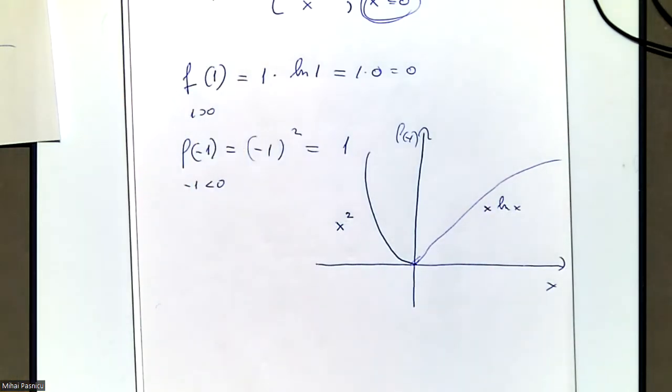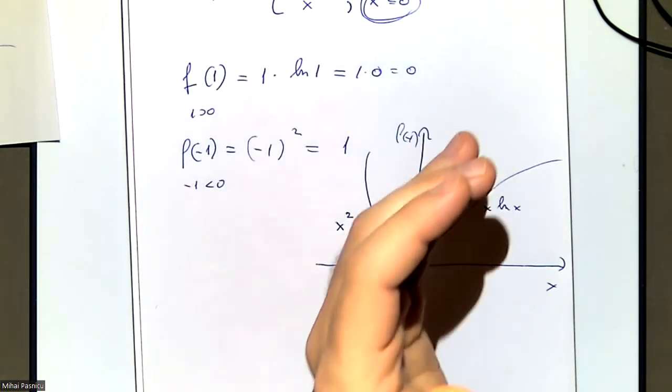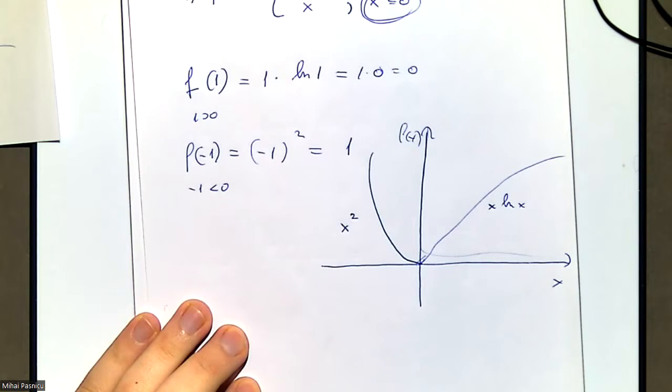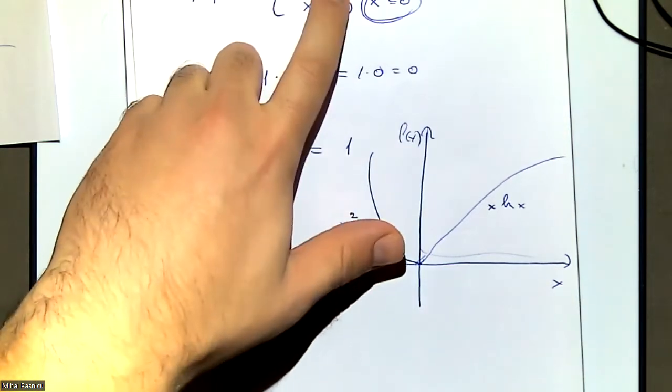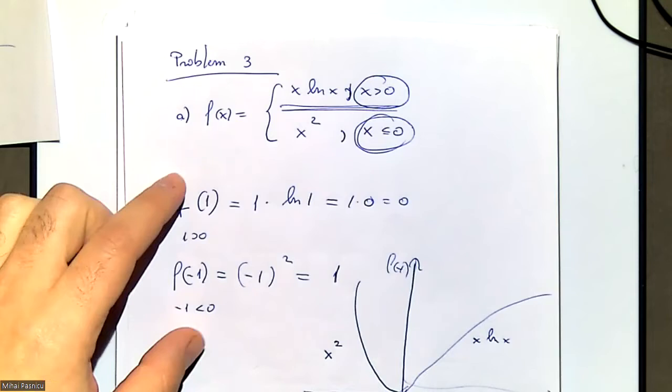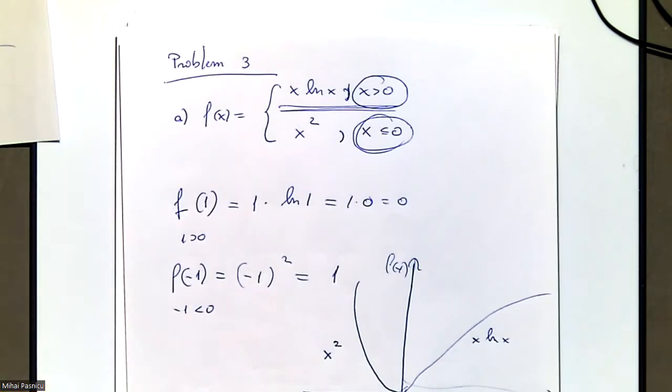Okay, does everyone understand how this function is defined? On this right-hand side quadrant, it's x ln x because of this definition. And on the other side, it's x squared. I hope this example with f of 1 and f of minus 1 makes perfect sense to you guys.